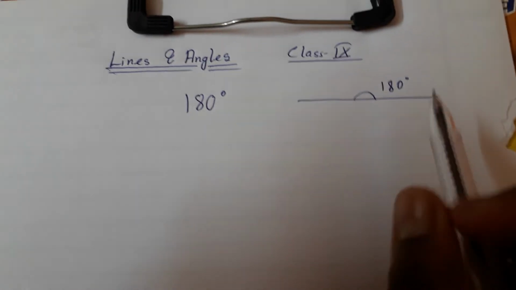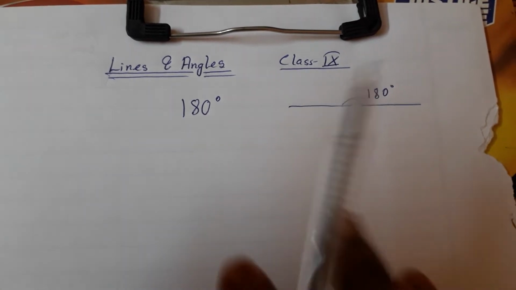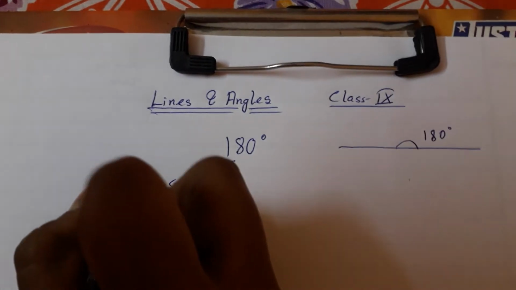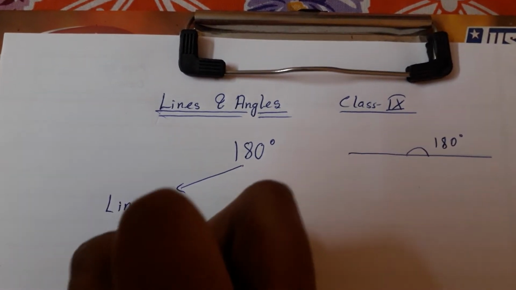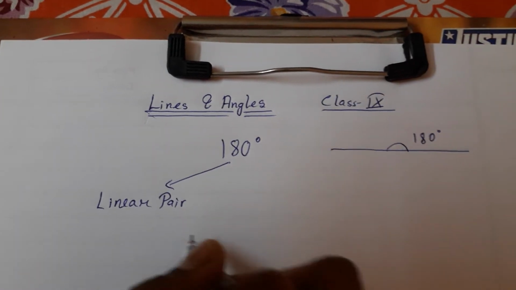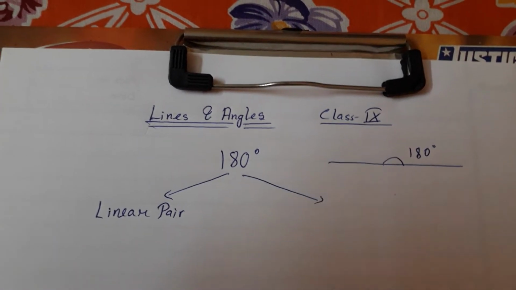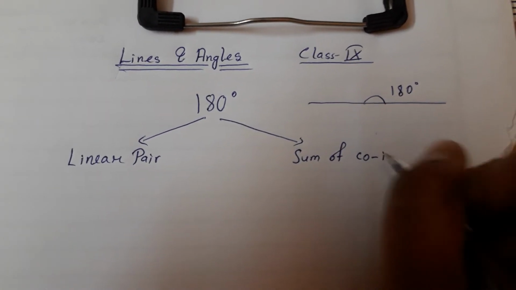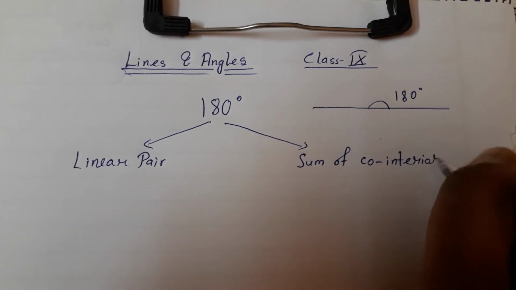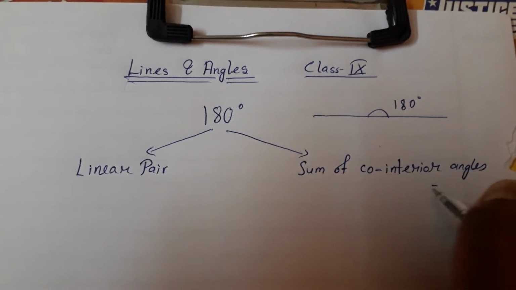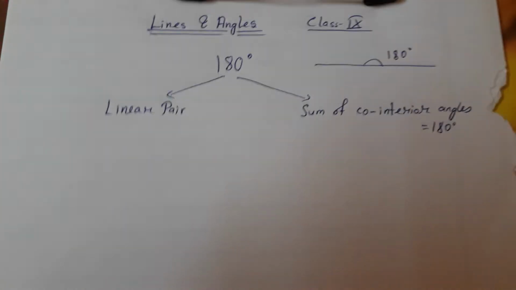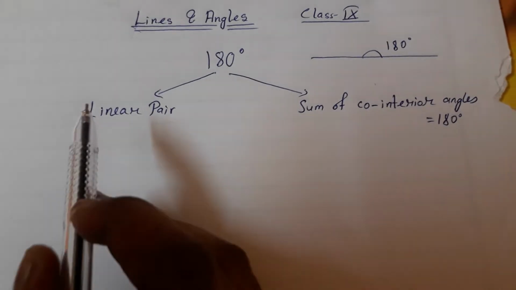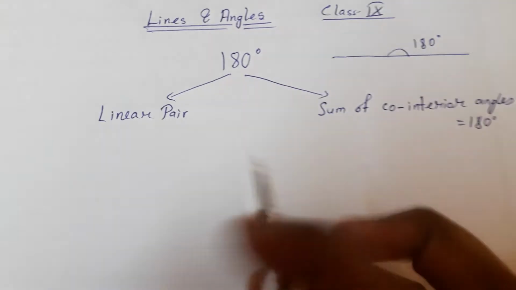Now, this 180 degrees has two concepts. The first one is the linear pair concept, and the second one is the sum of co-interior angles, which equals 180 degrees. You have to know both of these concepts very clearly. Now see the linear pair. What do you mean by the linear pair?